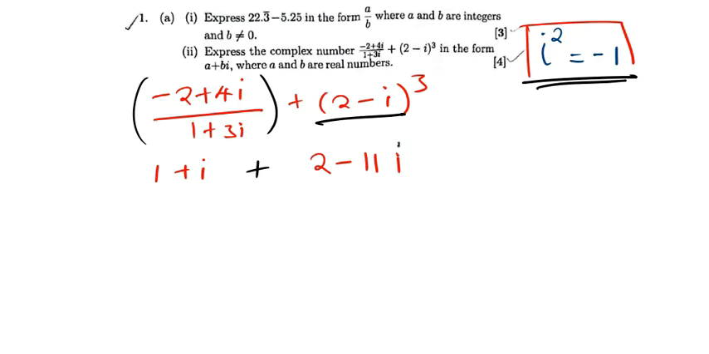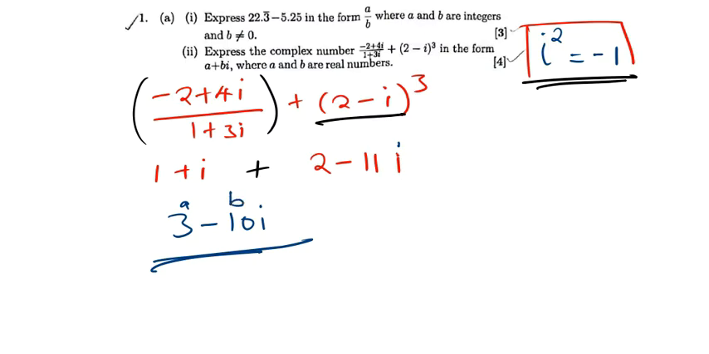So 1 plus, we just collect like terms when you're adding and subtracting. So 1 plus 2 will just be 3, and 3i minus 11i would just be minus 10i. So we've expressed it in the form of a plus bi, where a and b are real numbers. This is our a, that is our b.